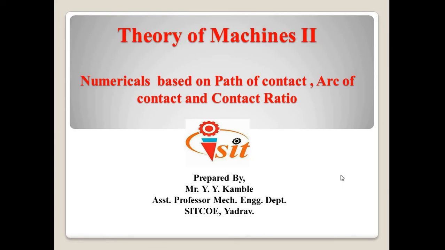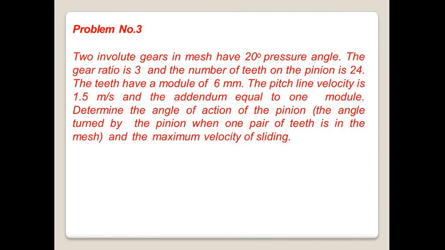Again, if we know the arc of contact, then arc of contact divided by circular pitch gives us the contact ratio, that is the number of teeth in meshing. So today we are going to see problems based on that. So see, we are going to see a problem.